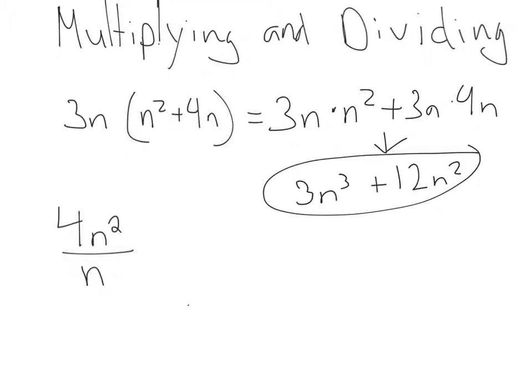Okay, so if we have 4n squared divided by n, the principle is very similar to multiplying. It's easier to see if we write it all out. So 4n squared is the same as 4 times n times n over n.